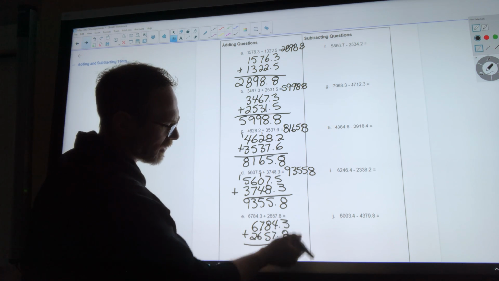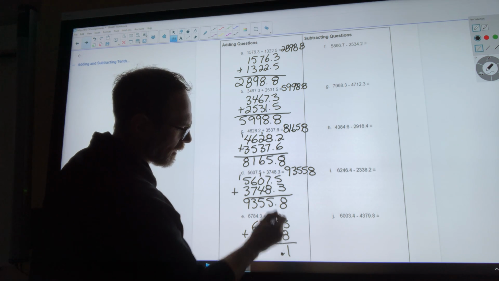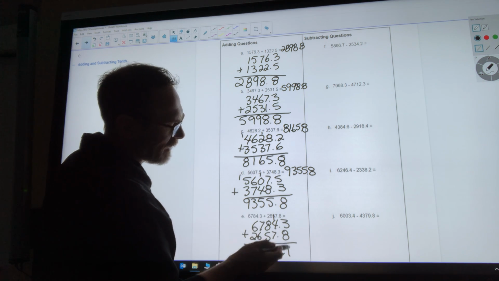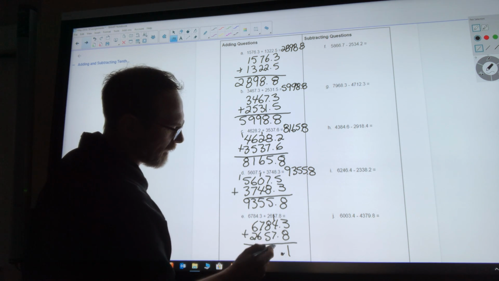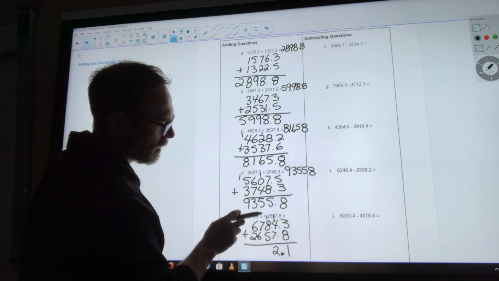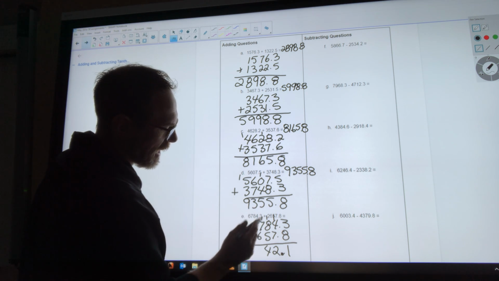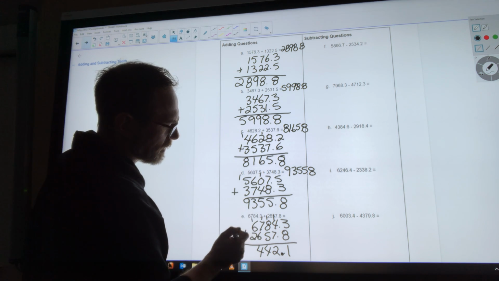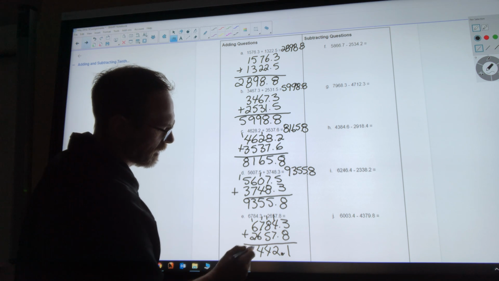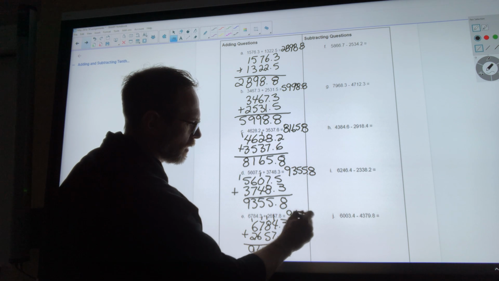Let's look at the exact answer. 3 and 8 is 11. So I'm going to put a 1 here. I'm going to carry the 1 over to the ones place. That's 11 tenths, right? So 1 decimal 1. 1 and 4 is 5, and 5 and 7 is 12. And I'm going to carry the 1 to the tens place where it belongs. 1 and 8 is 9. 9 plus 5 is 14. 1 and 7 is 8. 8 plus 6 is also 14. Carry the 1. And then 1,000 plus 6,000 is 7,000. Plus 2,000 is 9,000. So 9,442.1.